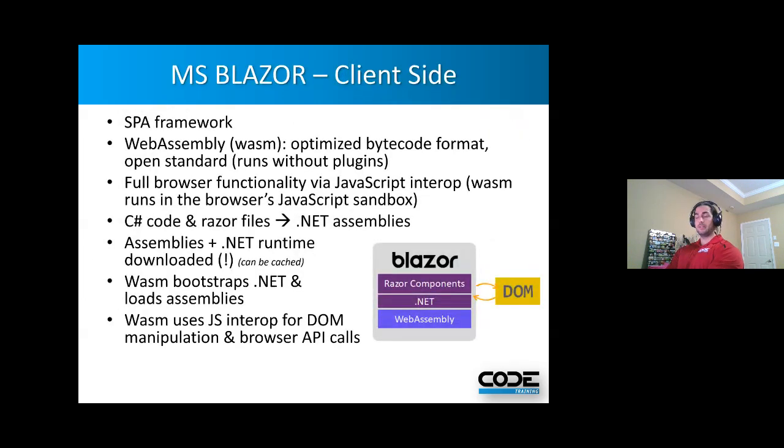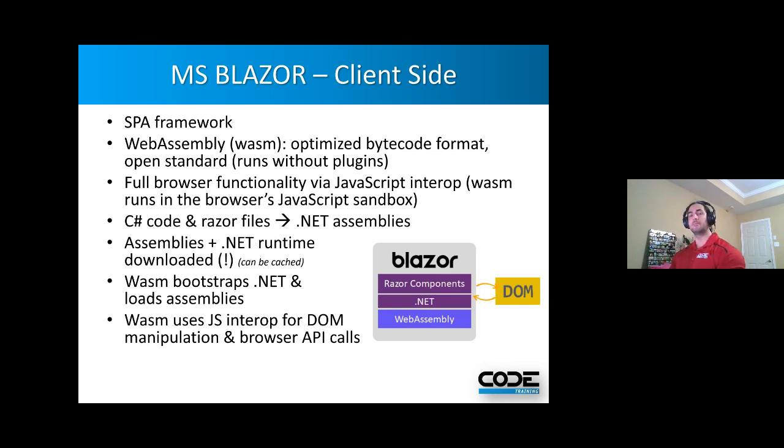Now, a few details on client side: what to expect, what can we see in client side that is different to server side. In client side, we have obviously the nature of a single page application framework. The biggest deal here is that we're dealing with WebAssembly code in the final form, so to say. What is WebAssembly? We're abbreviating it with WASM. It's an optimized bytecode format, and it's an open standard that runs without plugins.